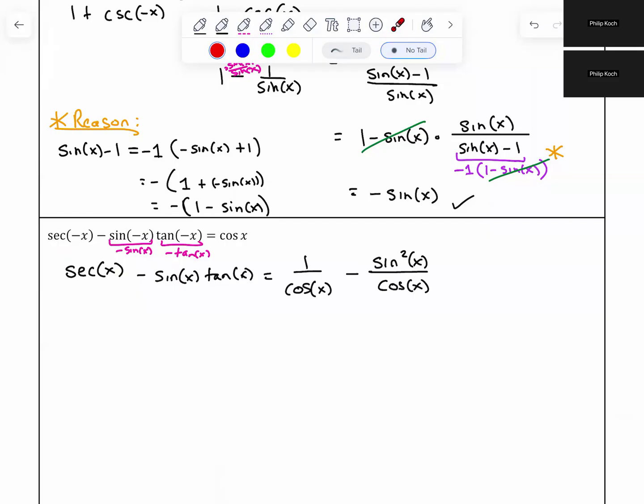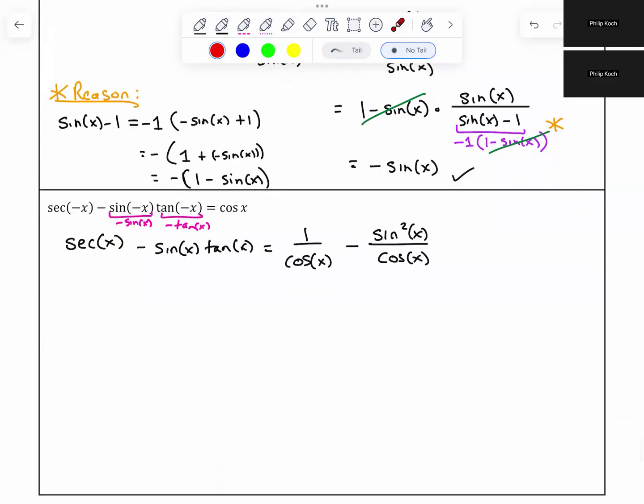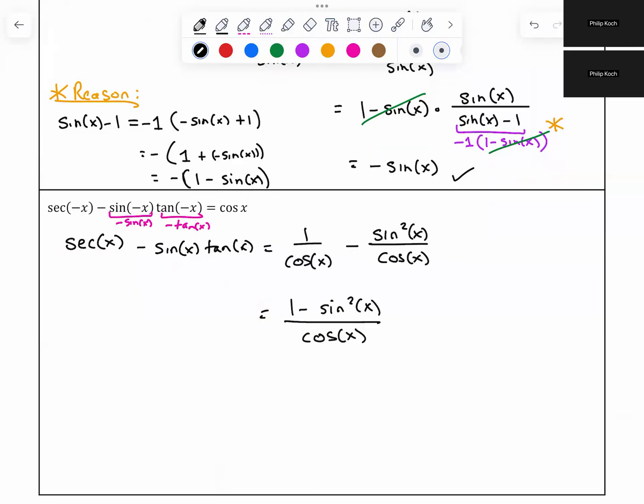And then they have the same denominators, so we can combine them. This equals 1 minus sine squared of x over cosine of x. But we know what 1 minus sine squared of x is. That's cosine squared. So this is cosine squared of x over cosine of x. One of the cosine x's cancels with one of them up top, and we're just left with cosine of x, which is exactly what we wanted.